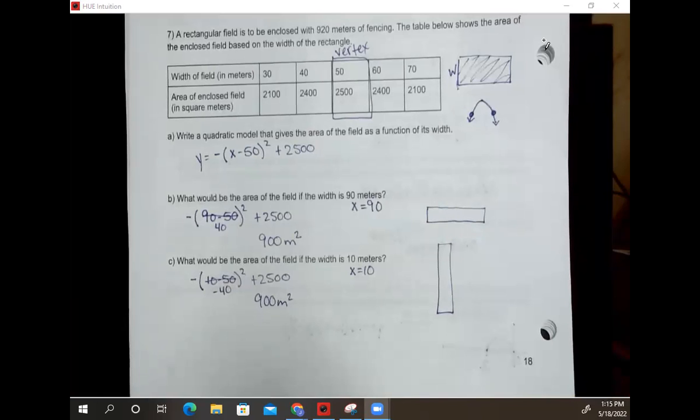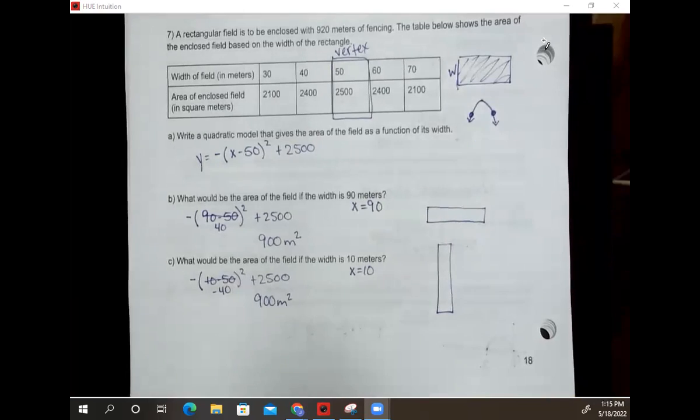Questions for me for today? Okay, I want you to use your remaining class time to continue working on your Delta Math assignment over your quadratic.